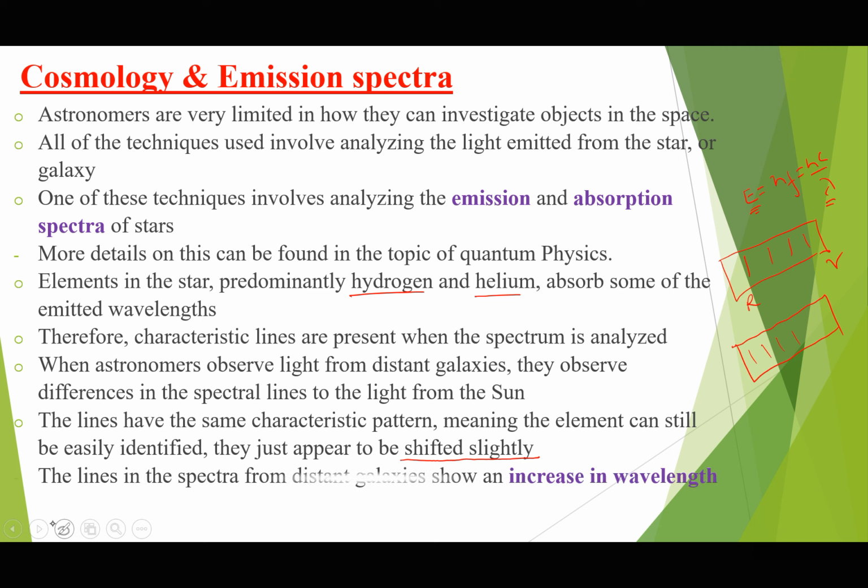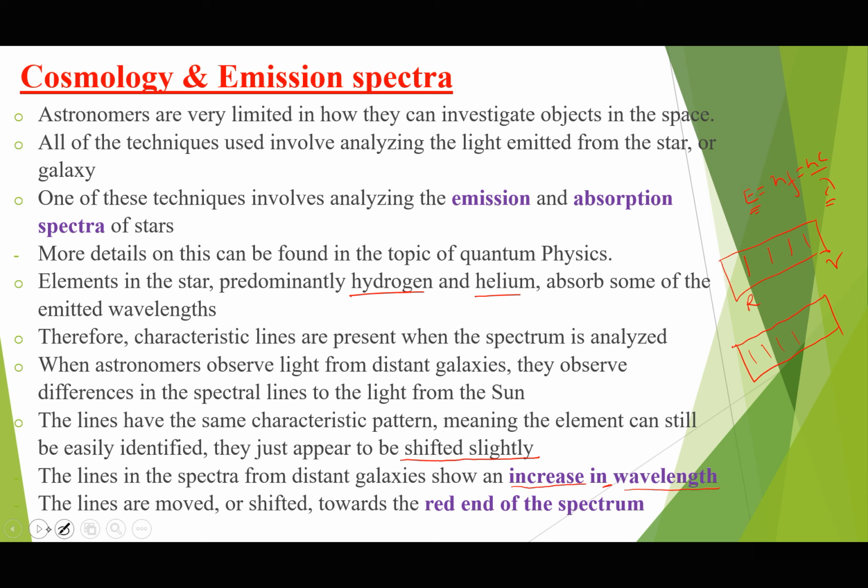And these lines actually appear to be shifted towards the longer end, or towards the red end of the visual spectrum. Because red corresponds to the longest wavelength, these lines are indicating an increase in wavelength of light. So the lines are tending to move towards the red end of the visual spectrum as time goes on.